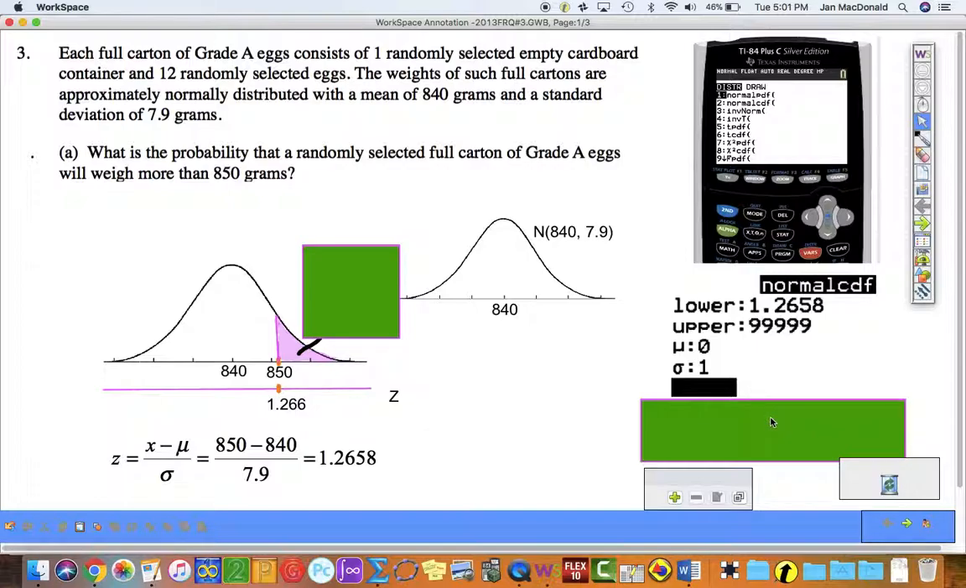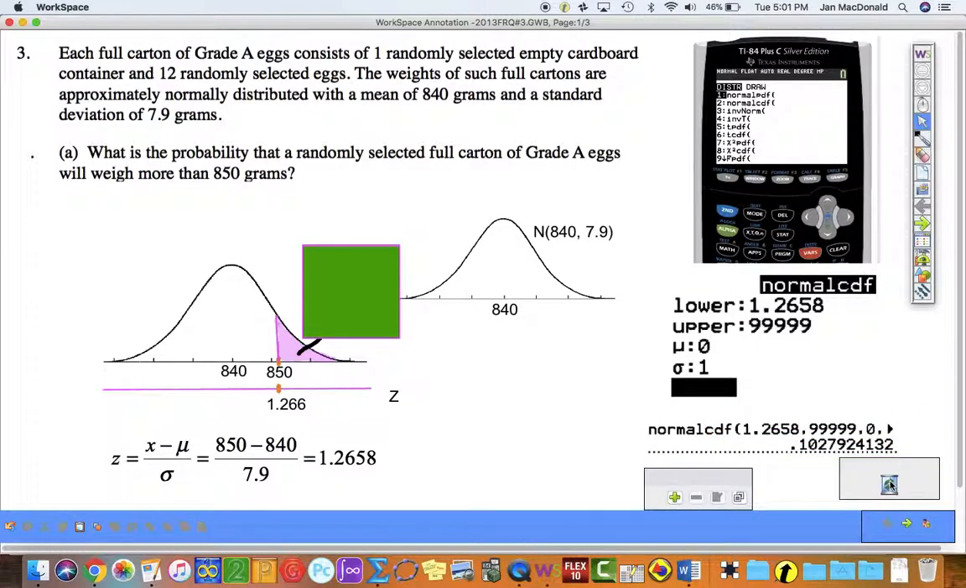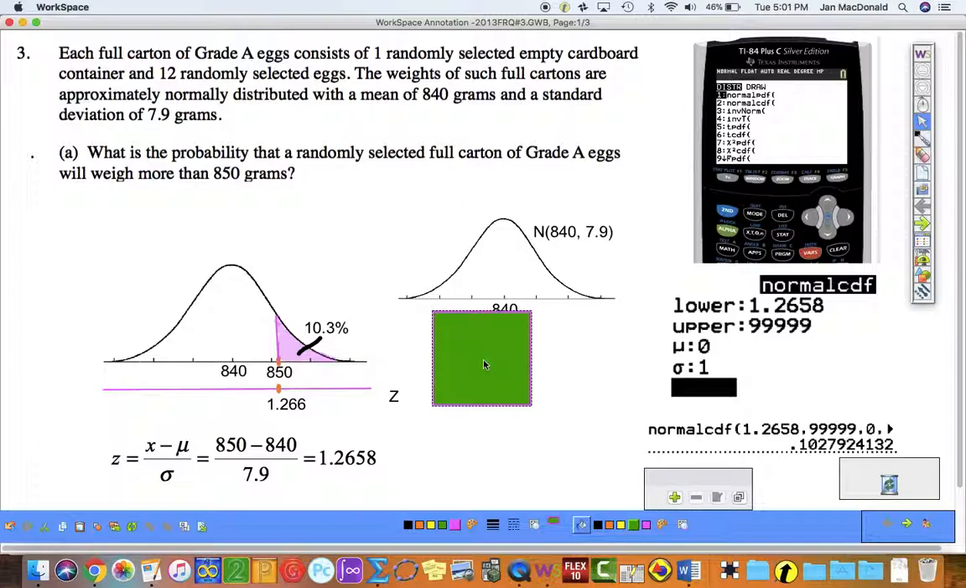And when we click enter, we get a value of 0.1027, which means the answer to our question, what is the probability that a randomly selected full carton of grade A eggs will weigh more than 850 grams? The answer is the probability is 10.3%.